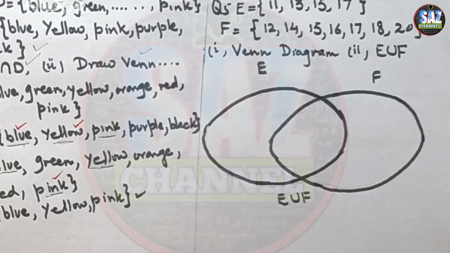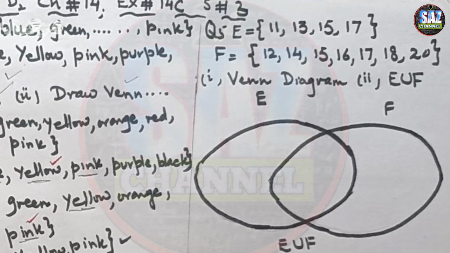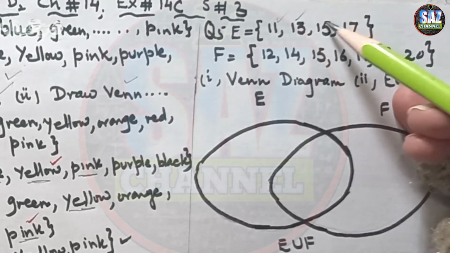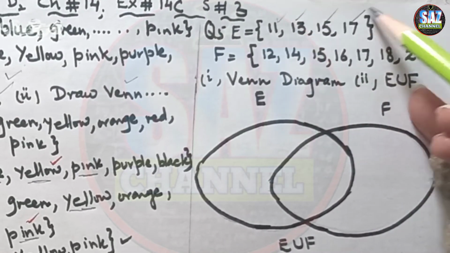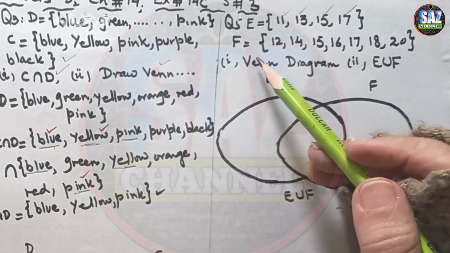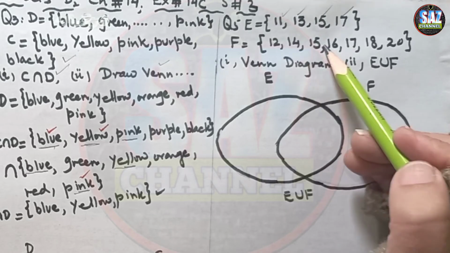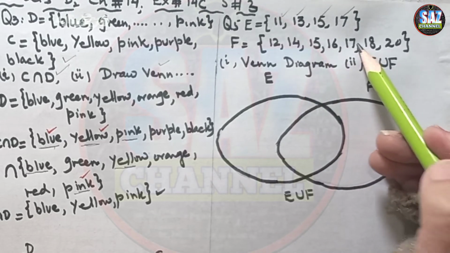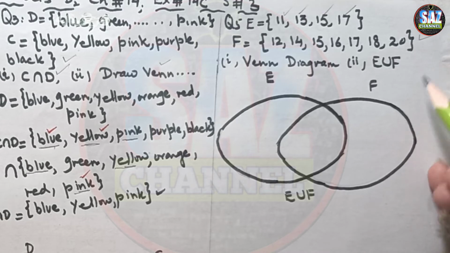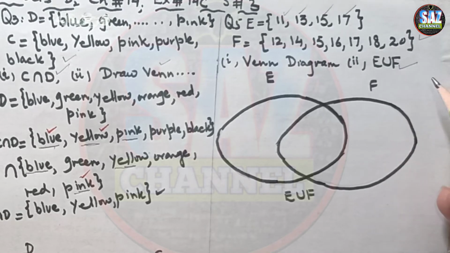And let's move to question number 5. Let's read the question from the book. The question says it's given that E equals 11, 13, 15, and 17. These are the odd numbers. Coming to set F, set F contains 12, 14, 15, 16, 17, 18 and 20. First of all, we have to draw the Venn diagram to represent these two sets, and then we have to find E union F in set notation.